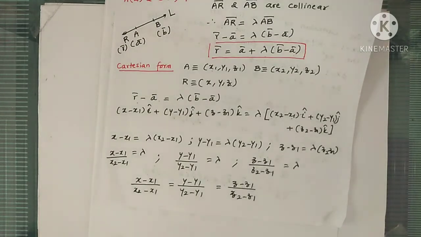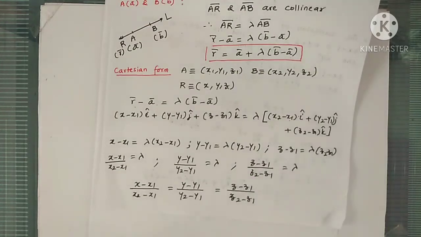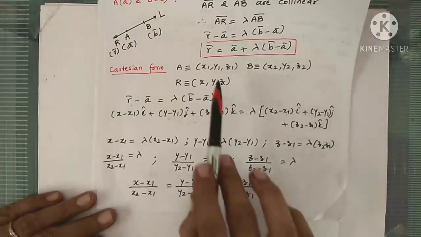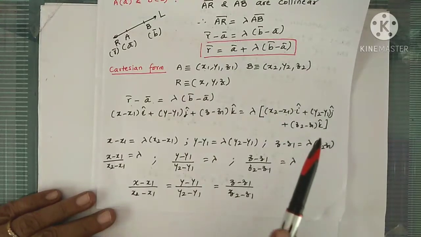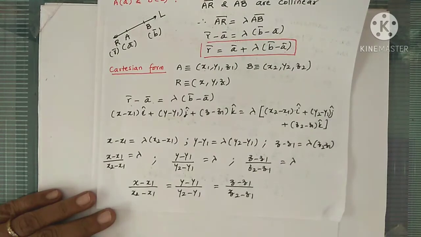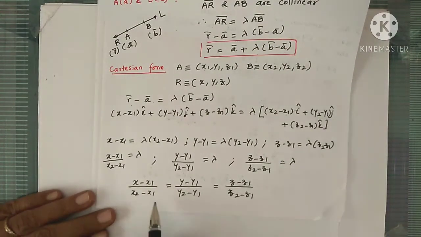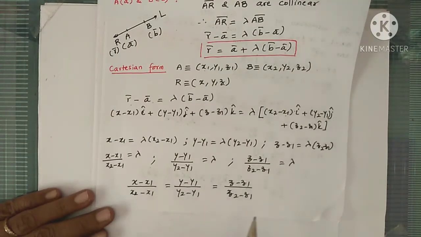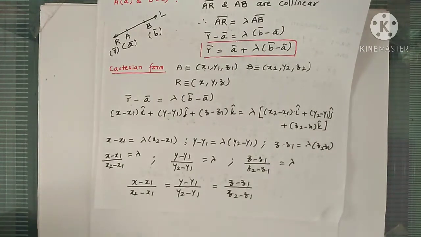See, both are the same, as these denominators x2 minus x1, y2 minus y1, z2 minus z1 are nothing but the direction ratios of AB bar. How to find direction ratios of AB bar? We just have to write B bar minus A bar. So those values are the direction ratios of AB bar. So here also we are writing the direction ratios in the denominator. The numerator is the same, x minus x1, y minus y1, z minus z1, as in the previous case. So these are the vector equation and Cartesian equation of the line.